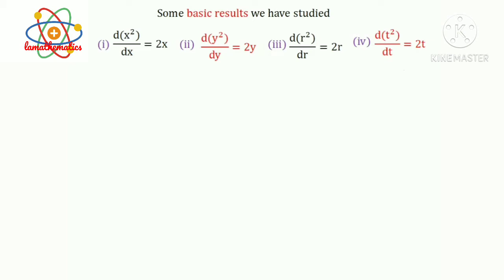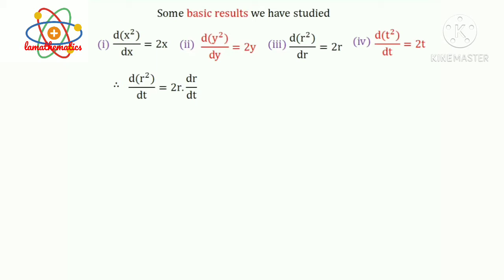That is, derivative of x square with respect to x is 2x. Derivative of y square with respect to y is 2y. Derivative of r square with respect to r is 2r. Derivative of t square with respect to t is 2t.